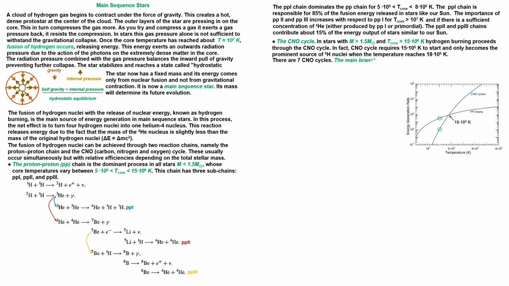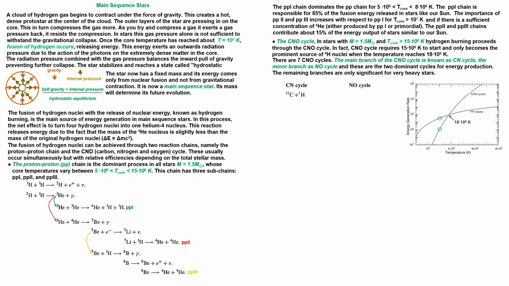There are 7 CNO cycles. The main branch of the CNO cycle is known as the CN cycle, the minor branch as the NO cycle, and these are the two dominant cycles for energy production. The remaining branches are only significant for very heavy stars. The reaction networks involved in the CNO cycle are the following.